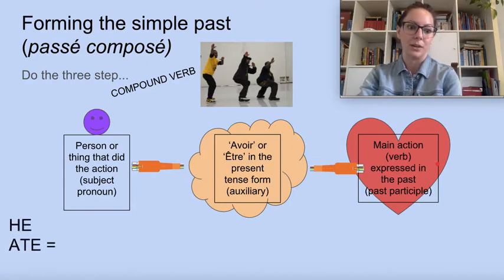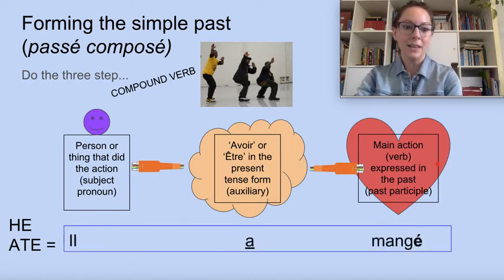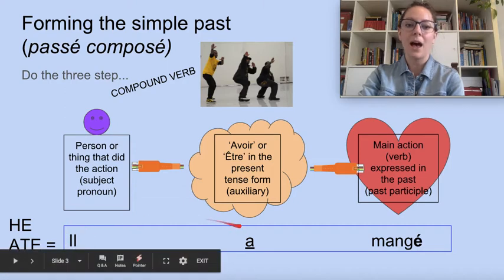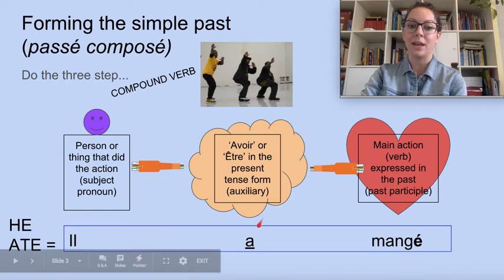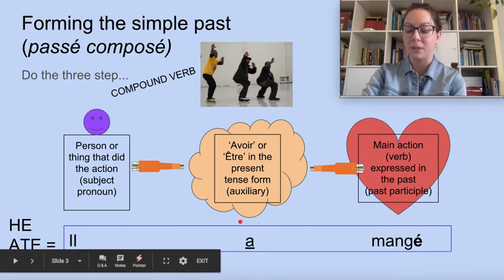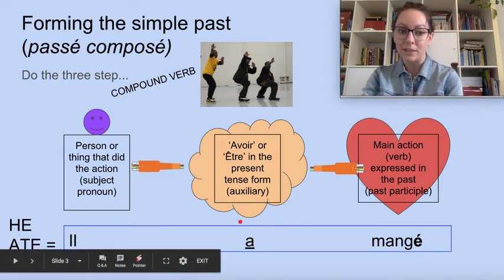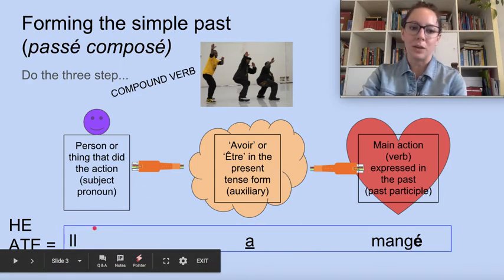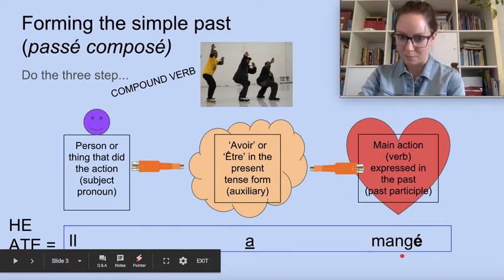So in English, a sentence like he ate. Well, in French, we need the 3 steps, not just 2. Il, he, a, our auxiliary, because now we're saying, hey, we're forming the past, we're forming the passé composé. We need the auxiliary, and then we need the past participle to go along with that to say this is the action we are doing in the past. He's doing it in the past, and this is what he is doing in the past.